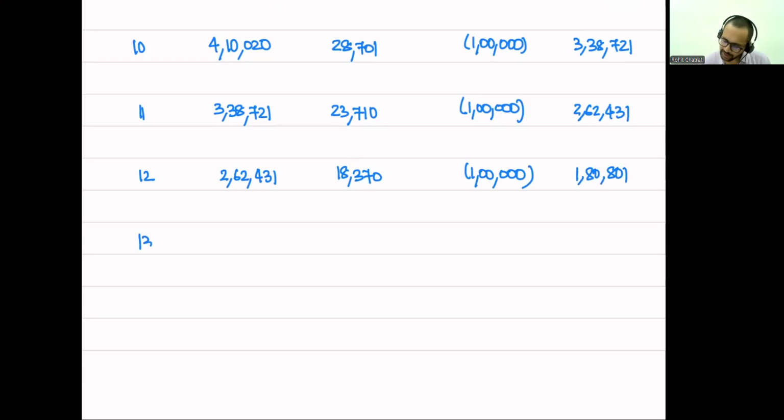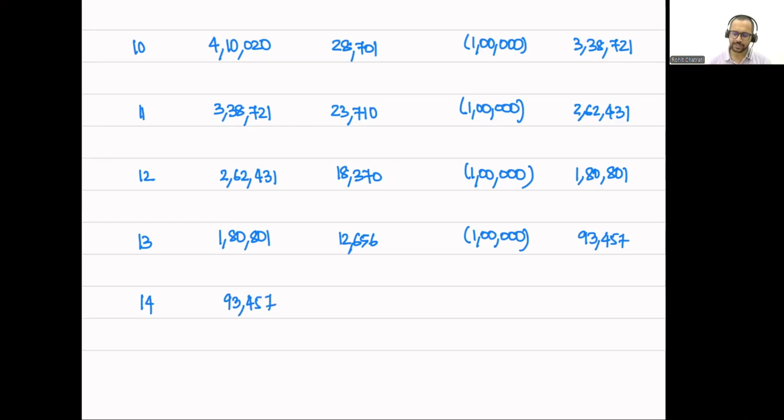1,80,801. For year 13, I have 1,80,801 as the beginning balance multiplied by 7%, which is equal to 12,656. I then reduce my payments by 1 lakh rupees, and I have a closing balance of 180,801 plus 12,656 less 1 lakh, which is equal to 93,457.